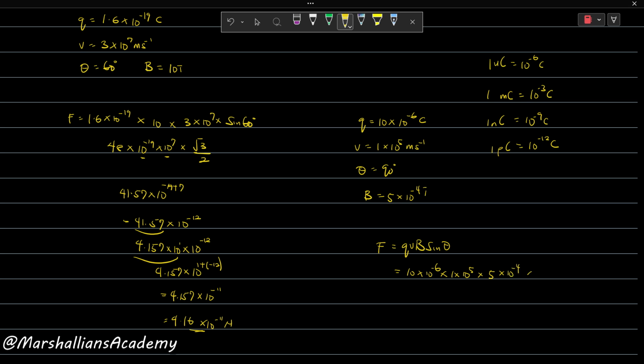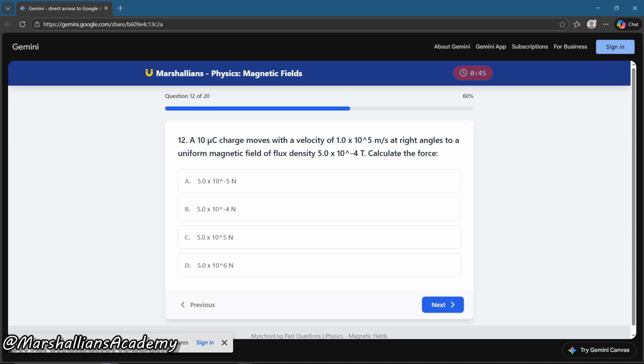Let me just put the sine 90 so you understand, so I don't confuse so many people. Let me join all the 10s together. 10 times 10 raised to the power negative 6 is 1 plus minus 6, that's minus 5. Minus 5 plus 5 is 0. 0 plus minus 4 is still minus 4. So I have 10 raised to the power minus 4 times all the whole numbers. 1 times 5 is 5, and sine 90 is equal to 1, so it's going to be 5. Final answer is 5 times 10 to the negative 4 newtons. Is there any answer like that? Yes, option B.